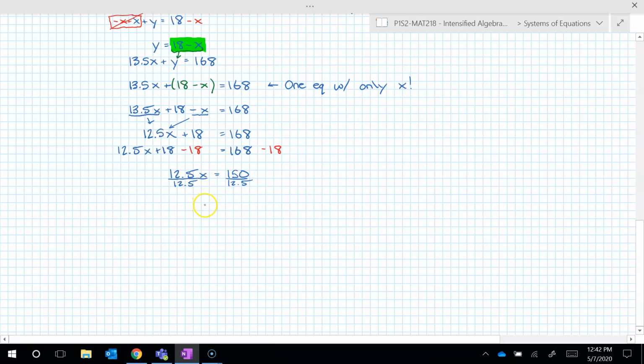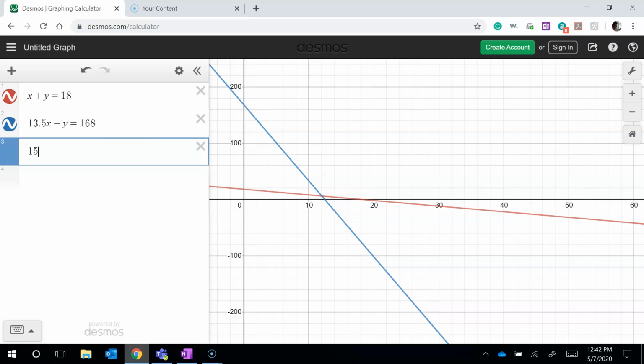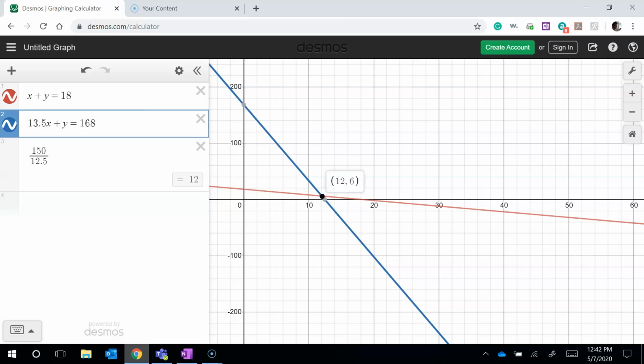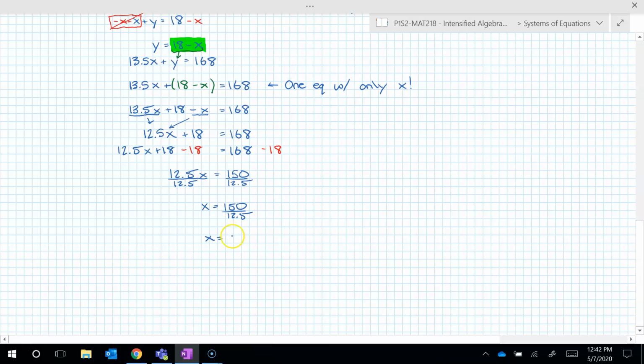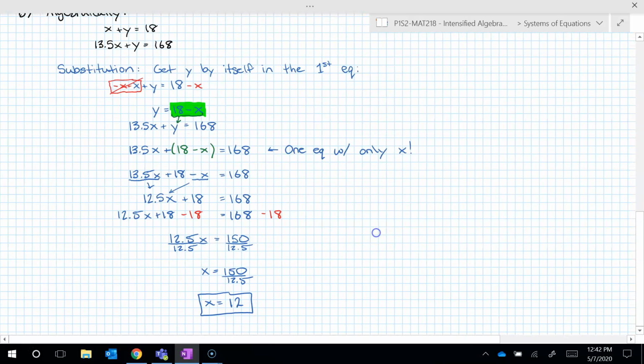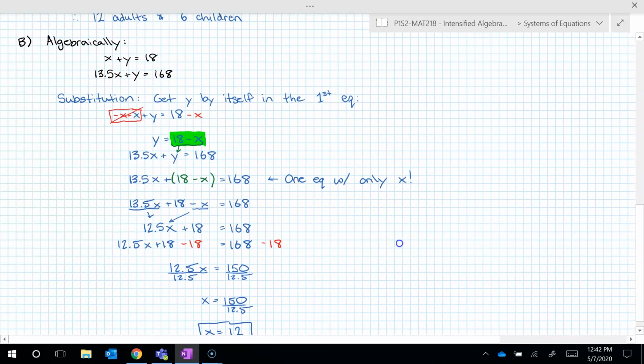To get x alone, x equals 150 divided by 12.5, or x equals, well, let's let Desmos check it out. That's 150 divided by 12.5. It is 12. The same x that we got there. Okay. So I know my x.